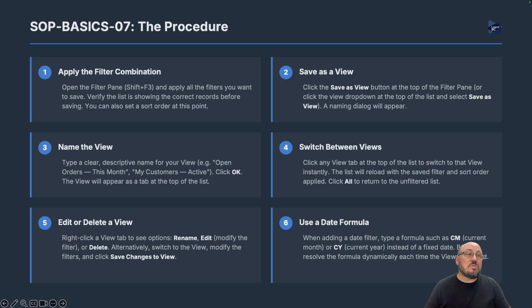Switch between your views. You can do that once you close the filter pane up against the table you're on. If it's customers, right at the top, it will give you customers, then a drop box, and you can select your filters. Edit or delete a view, we'll go through, and then using date formulas in views, we will demonstrate that as well. Let's get into Business Central.